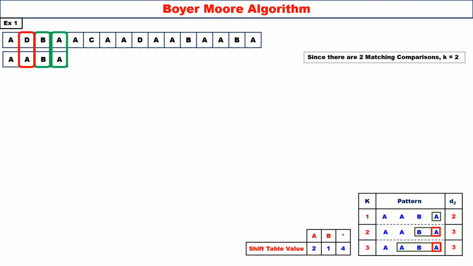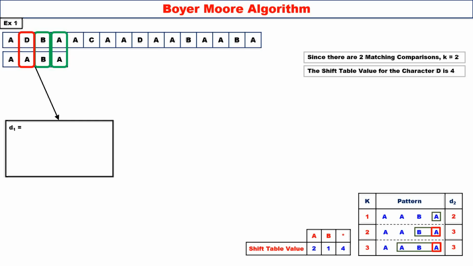And what is the mismatched character in the main string? D. Therefore, you have to take the shift value for the character D. What is the shift value for the character D? 4. Yes. Now, we have to find out D1. What is D1? Maximum of 4 minus 2, that is the shift value of D minus K, that is 4 minus 2, and 1. So this is 2, 1.